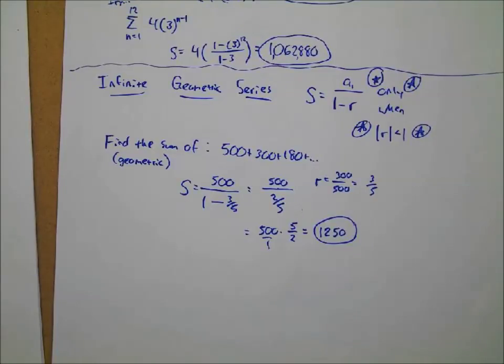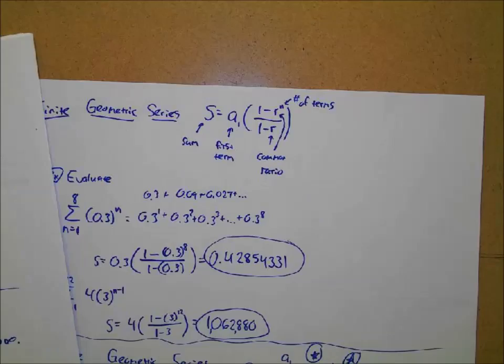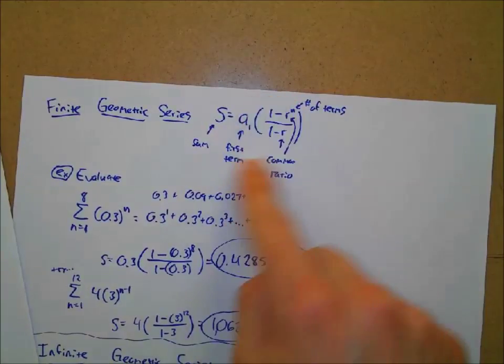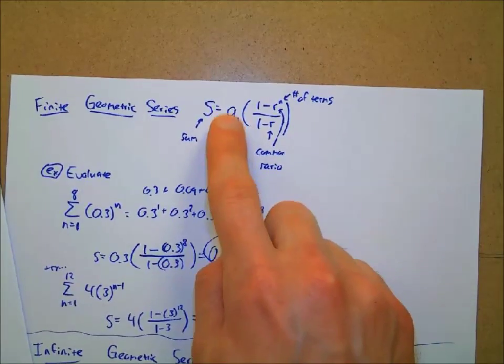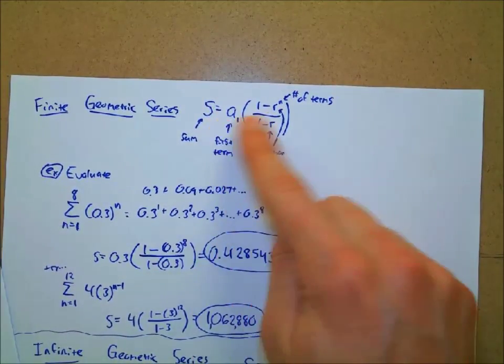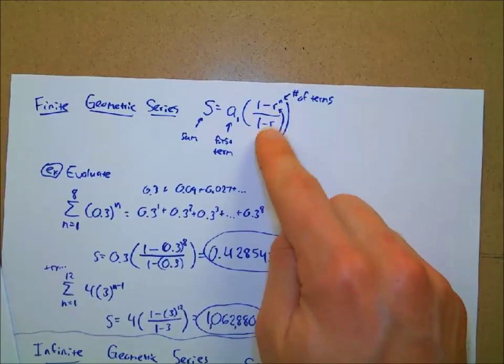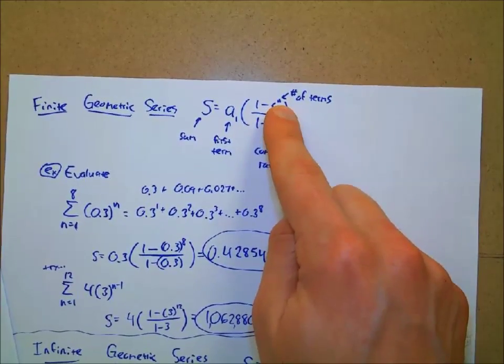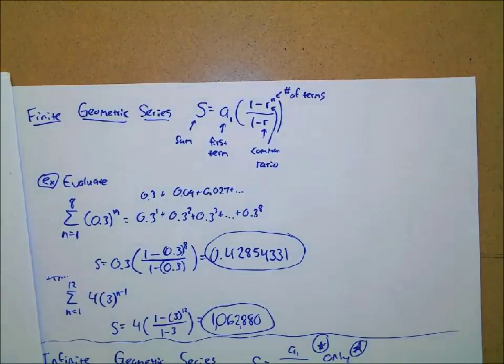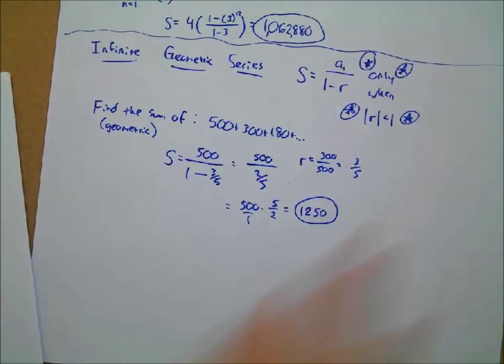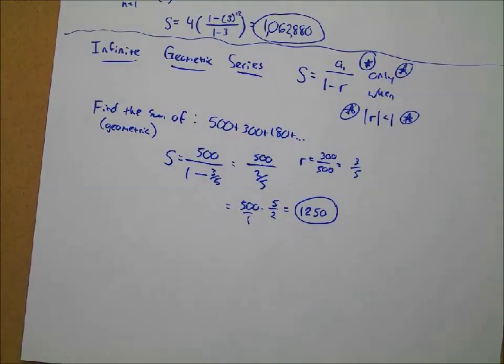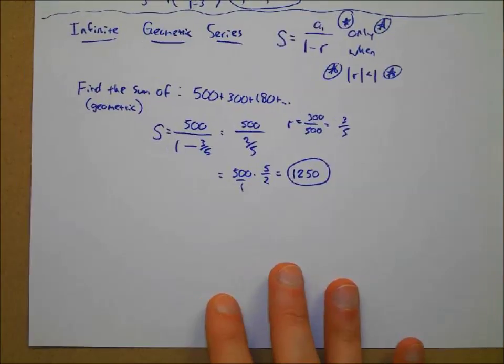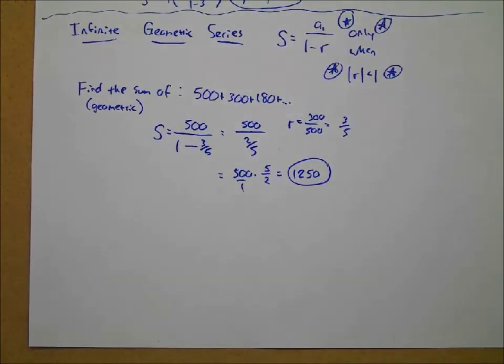If you don't believe me and you want to check that with your calculator, you could use your finite geometric series formula, put the 500 in here, put in 3/5 for your r, and then put x in for your variable. Then you can try typing in larger and larger numbers for x and see that the sum is going to approach 1,250 and will never go over that. It's pretty crazy, adding up an infinite number of things and reaching a finite number. So, questions on any of that?